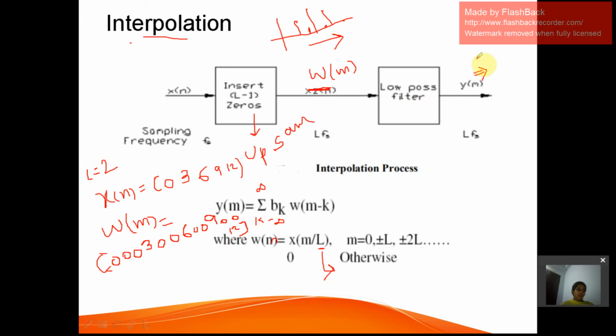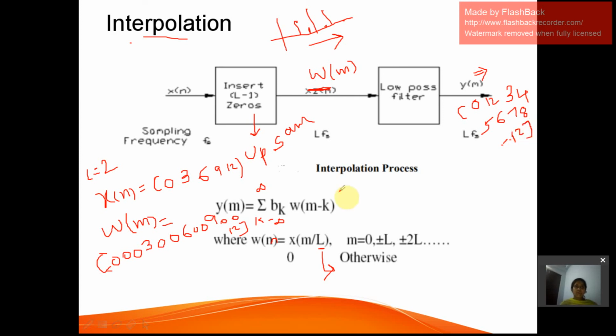When it is passed through the low pass filter, you will be getting a filtered sequence at the output, for example 0, 1, 2, 3, 4, 5, 6, 7, 8, 9, 10, up to 12. So this is the filtered output.